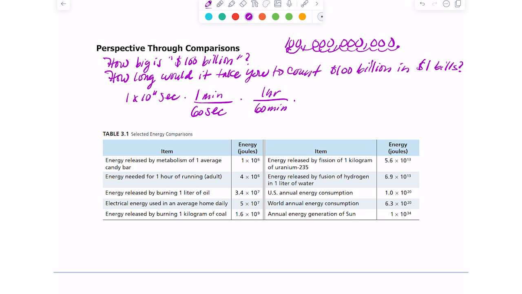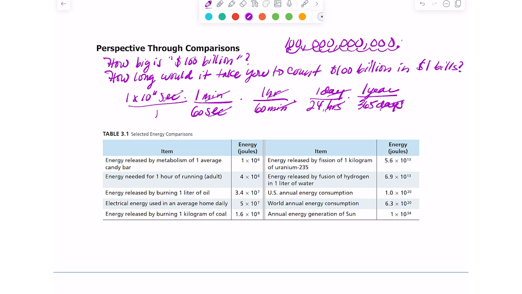And what do I know about hours? Well, I know that there's 24 hours in 1 day. And what do I know about days? Well, I know that there's 365 days, assuming it's a non-leap year, in 1 year. So now my seconds cancel, my minutes cancel, my hours cancel, my days cancel, and I'm just going to go straight across and multiply.